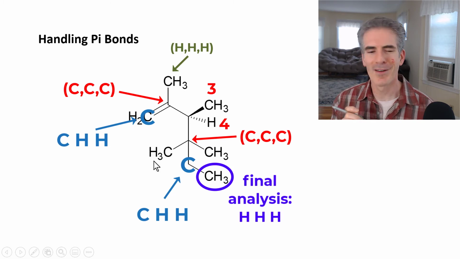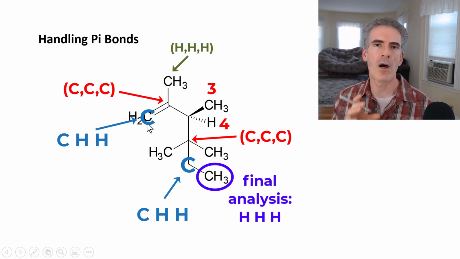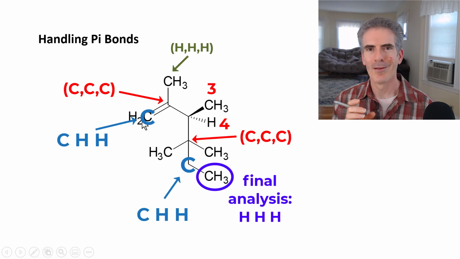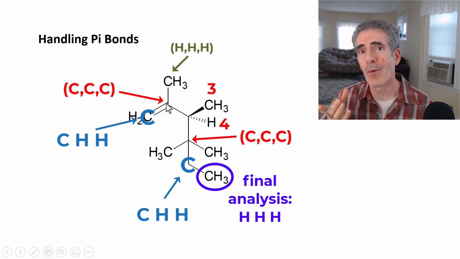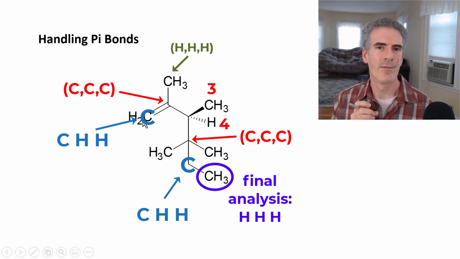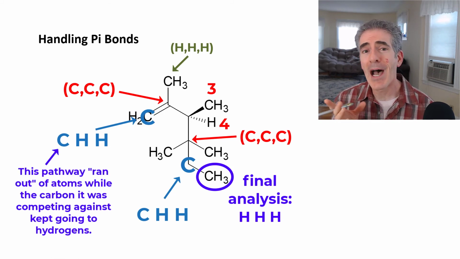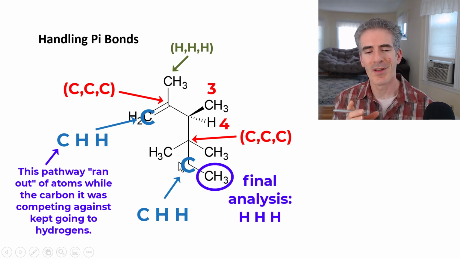Here's the trick. We said you only go out one time on a pi bond. So we already went out. When we said, hey, this was going to carbon H and H, that was the end of the road. We don't go back and start saying, okay, now we're looking at this carbon going back to these guys. No. We basically ran out of stuff for this carbon to go to. So in this case, this arm is higher priority than this arm.